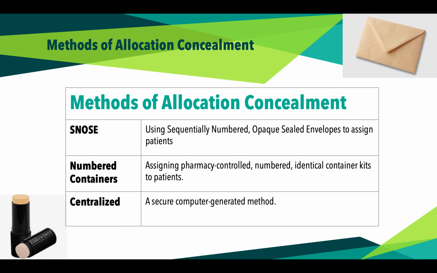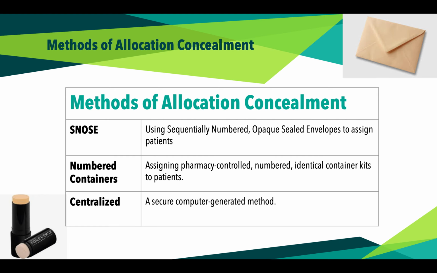The second method of allocation concealment is the use of numbered containers. These containers are pharmacy controlled and again numbered from 1 to 500, for example. Each container has contents that are identical and they also look identical. So let's say they would all have 2 inhalers in them. The pharmacy controls which boxes get placebos and which ones get the treatment, and then these boxes are assigned in a random order similar to the envelope system.